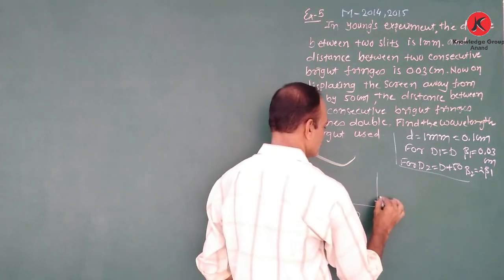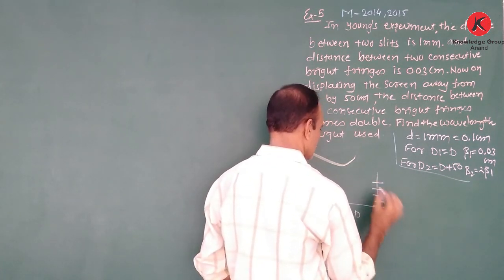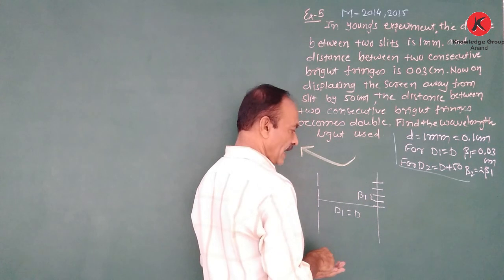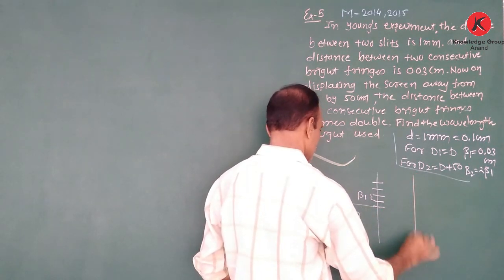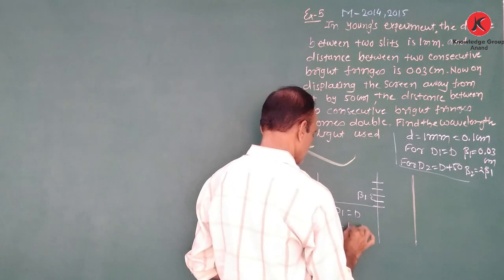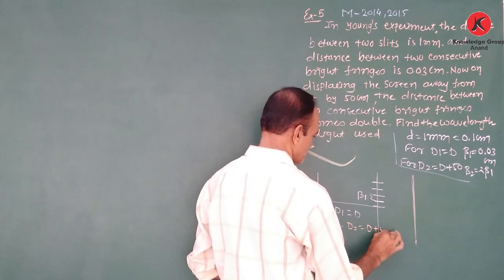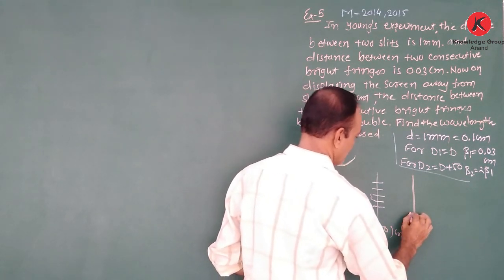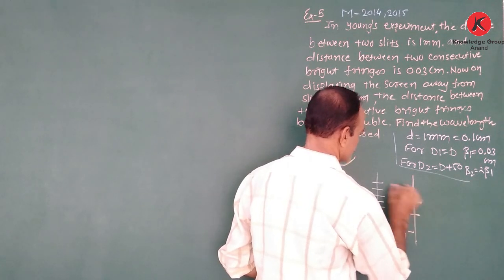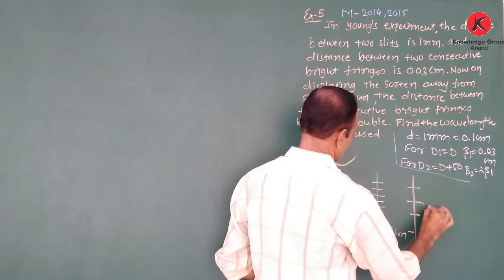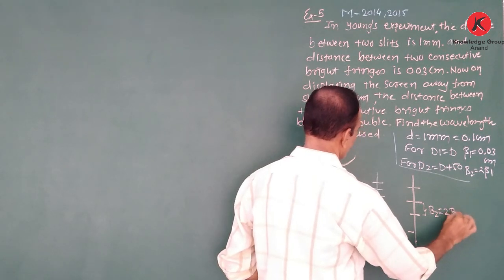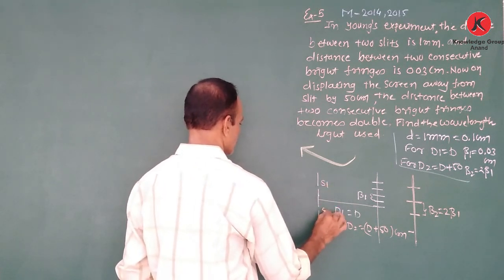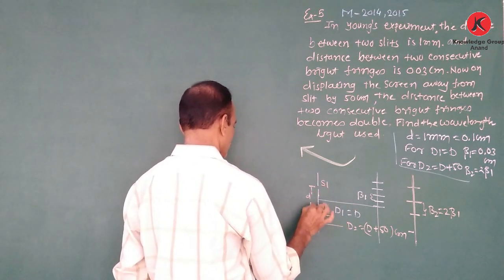At that time the bright fringes are obtained this way. This separation is beta 1. Now, the screen is placed here. This distance D2 is equal to D plus 50 centimeter. At that time, the bright fringes become double. The separation is double, that is beta 2 is equal to 2 beta 1. Find the wavelength of the light. That is our S1, that is our S2. This separation is small d.